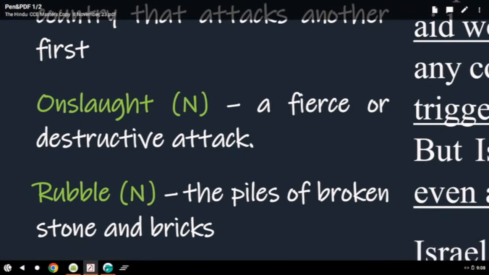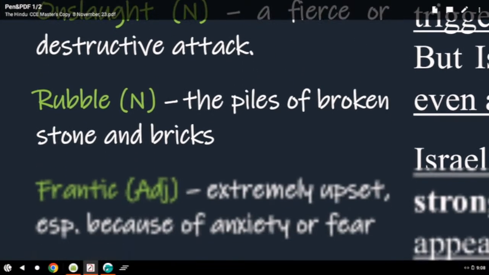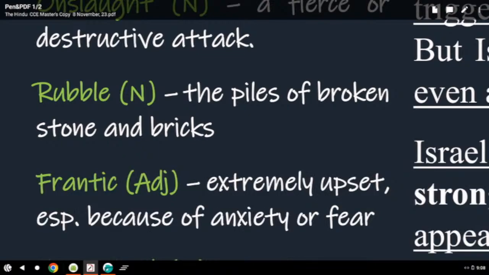Onslaught is also an important word. A fierce or destructive attack, part of speech, noun. Onslaught of bombs. Onslaught means continuously attacking using weapons or bombs. Continuous attack, onslaught. Rubble, part of speech, noun. After an earthquake, imagine a building comes down, then what do you see? You see the stones, bricks, all those. For those we use the word rubble. The piles of broken stone and bricks.